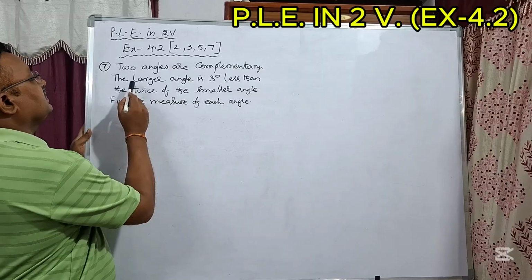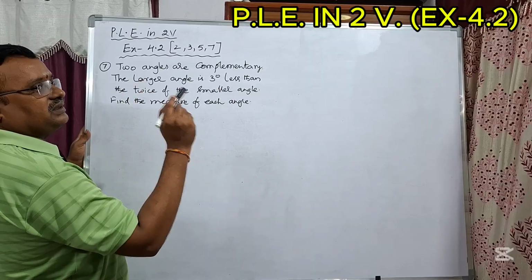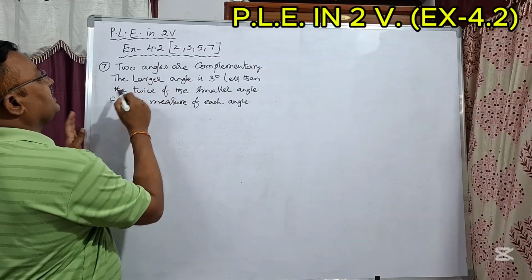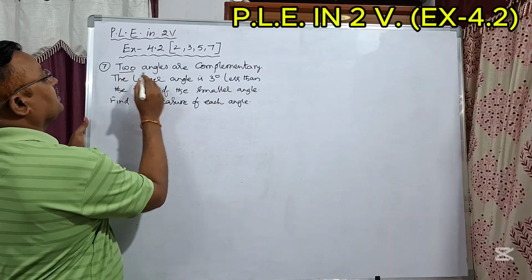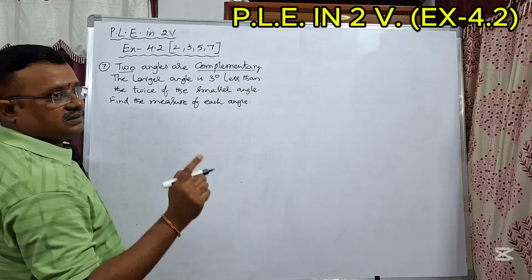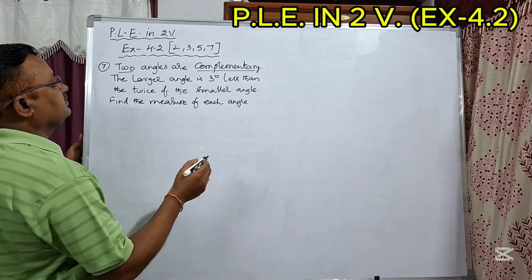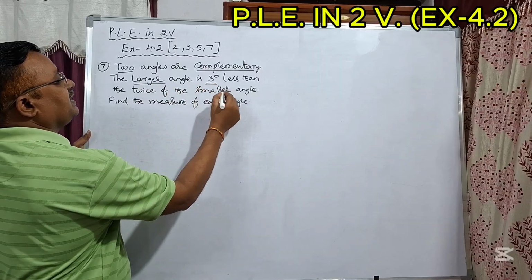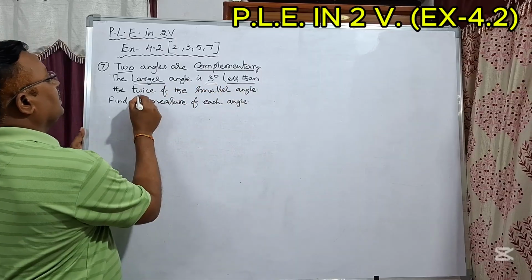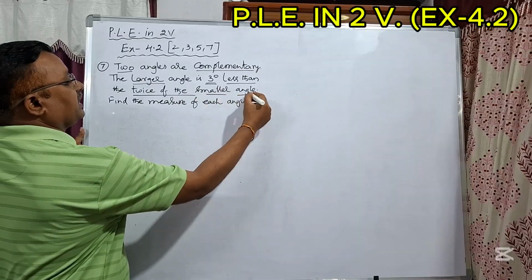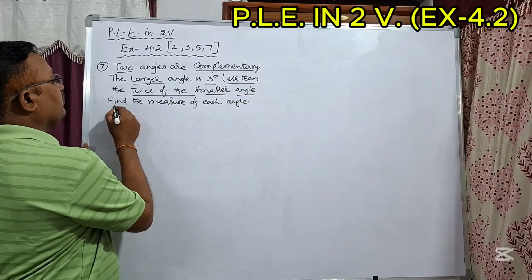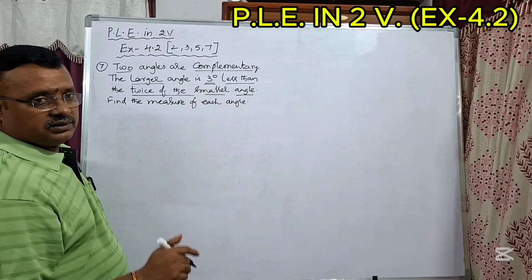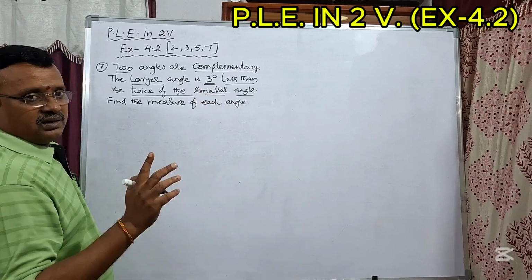The question is, read the question, understand it, convert it into equations. Two angles are complementary. That is the first condition. And the larger angle is 3 degrees less than twice the smaller angle. Second condition. Find the measure of each angle. That is the question. Okay, Nana?